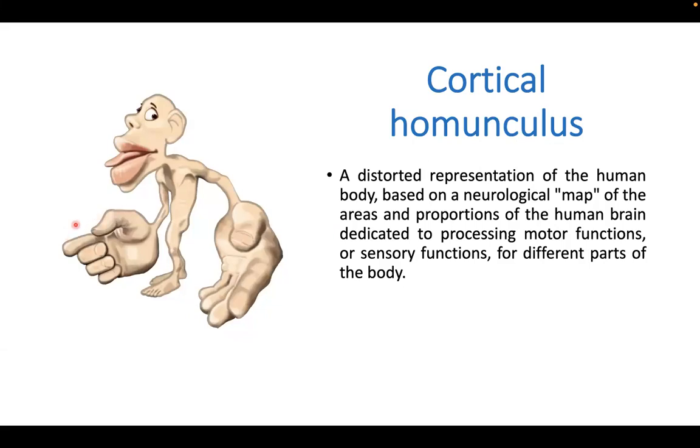And as you can see, it is disproportionate or exaggerated based on how much of that area of the brain that part of the body represents. So you can see here that the lips, the tongue, the eyes, the face, the hands are quite large compared to the usual proportion of the human body.